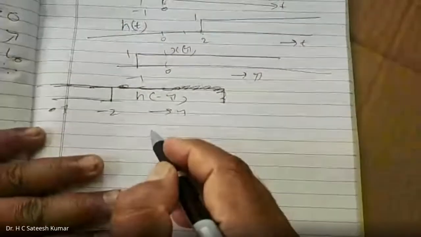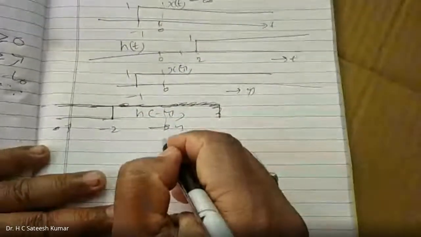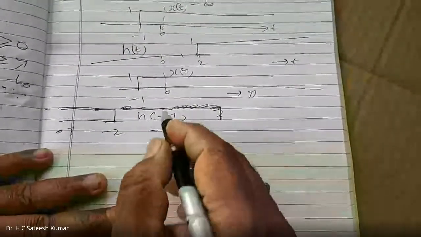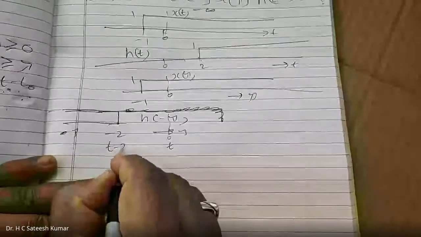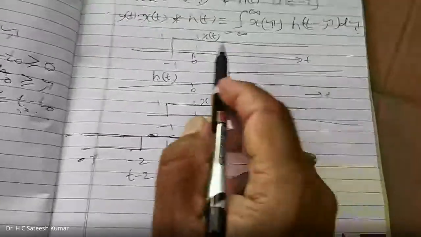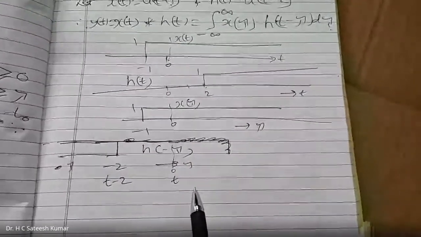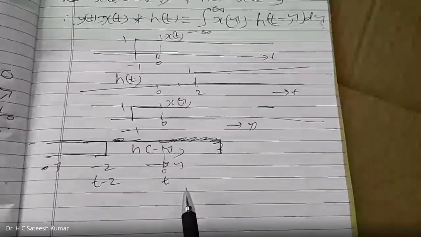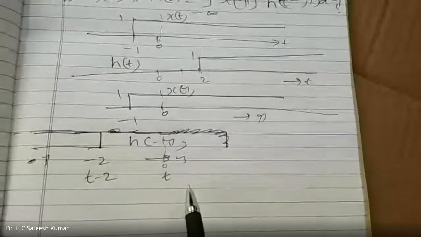Now this is 0. The 0th value will be taken as t. If this is t, this one is t minus 2. Both of them are infinite. Therefore, how many cases will you get? Both infinite means you will get 2 cases now. That's why the marks are 5 only.